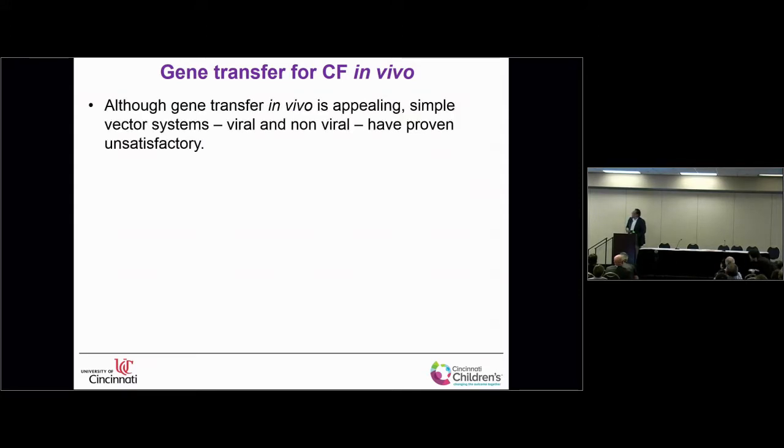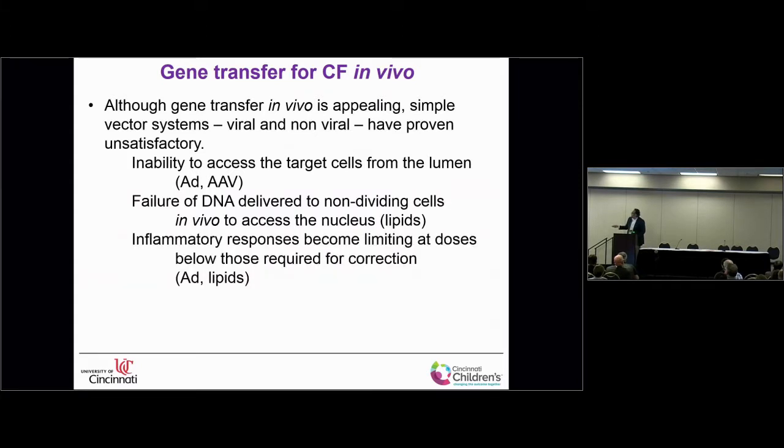So the history of gene therapy in CF is pretty long. The gene was sequenced in 1989, and very soon after that was done, people ran to the lab to try to do retroviral gene delivery for CF, adenoviral gene delivery for CF, AAV. And so viruses have been tried, liposomal vectors have been tried, and every vector that's been tried has run into issues.